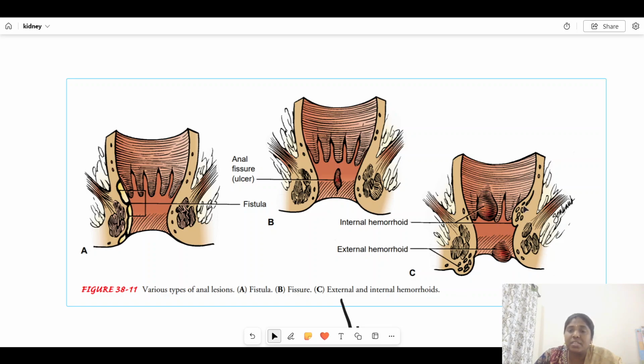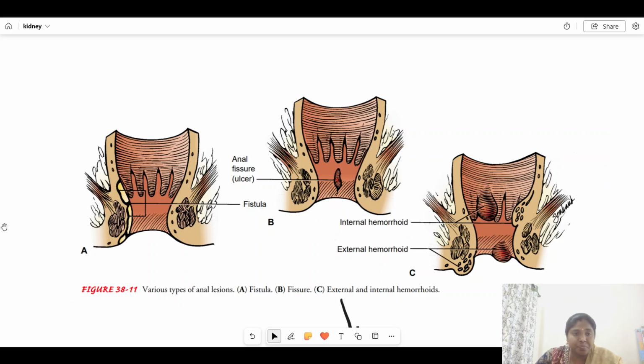And internal hemorrhoids are those present above the internal sphincter. This is the external sphincter, which is voluntary, under motor control, under our control. Internal sphincters are involuntary. Above the involuntary internal sphincter, we can find the internal hemorrhoids. And fistula. A fistula is a crack at the rectum, like anal fissures or anal ulcers.